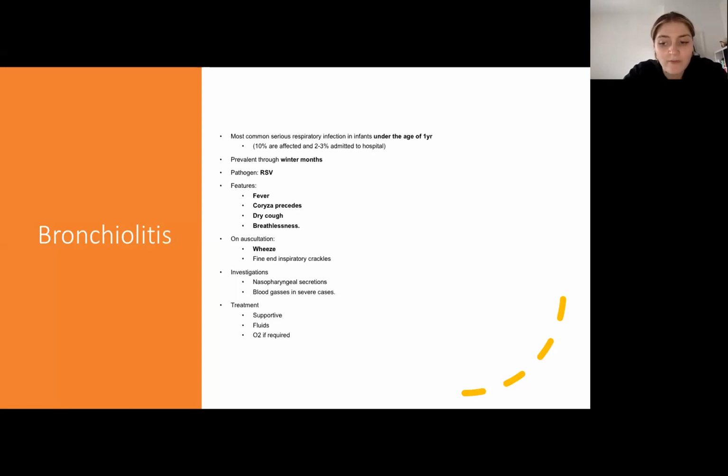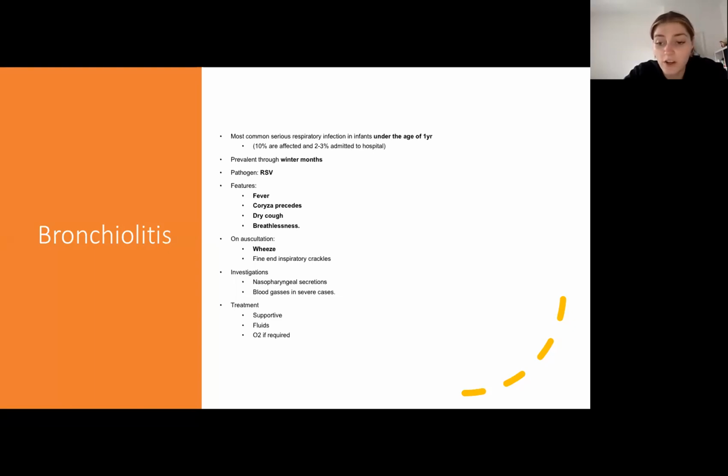In terms of management, it is just supportive management. So fluids, O2. I have seen them given nebs in hospital, so salbutamol nebs. It's not really in textbooks and things, but that is something that anecdotally I've seen used. But in terms of care, it is mostly just supportive.